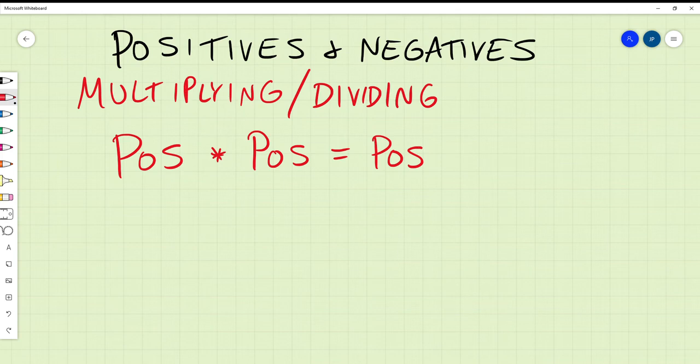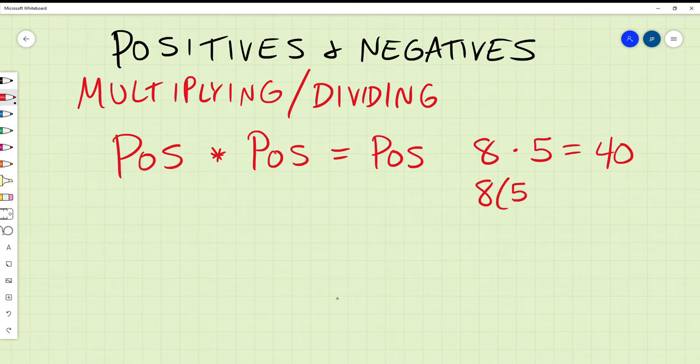And we know that because that's all the numbers that we've ever learned so far leading up to our study of negative numbers. So for example, if we have 8 times 5, 8 times 5 is going to give you 40, or you can say positive 8 times positive 5 will give you positive 40.